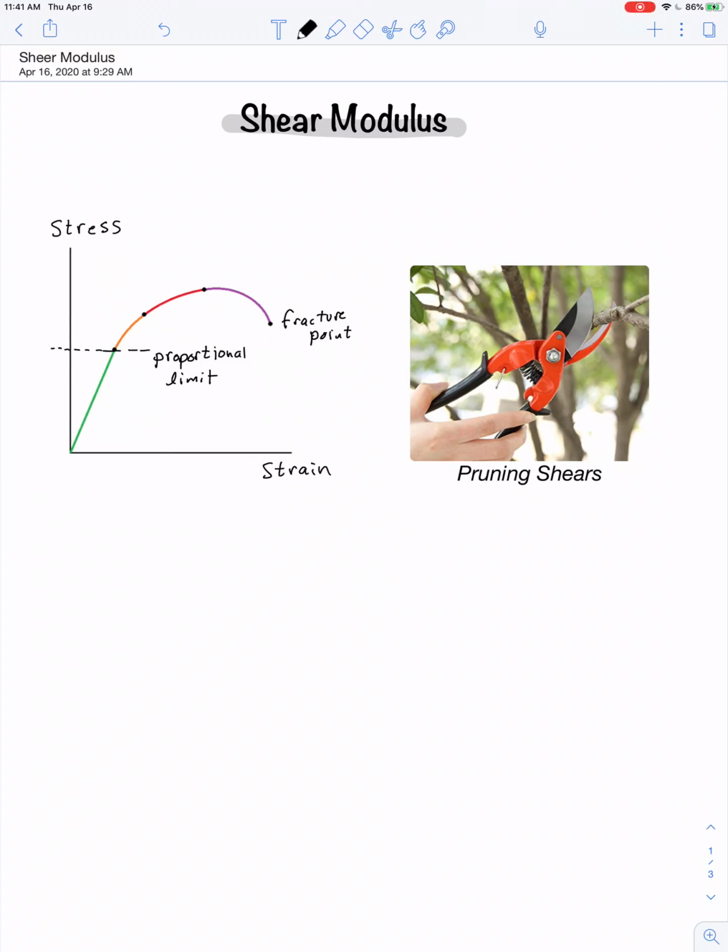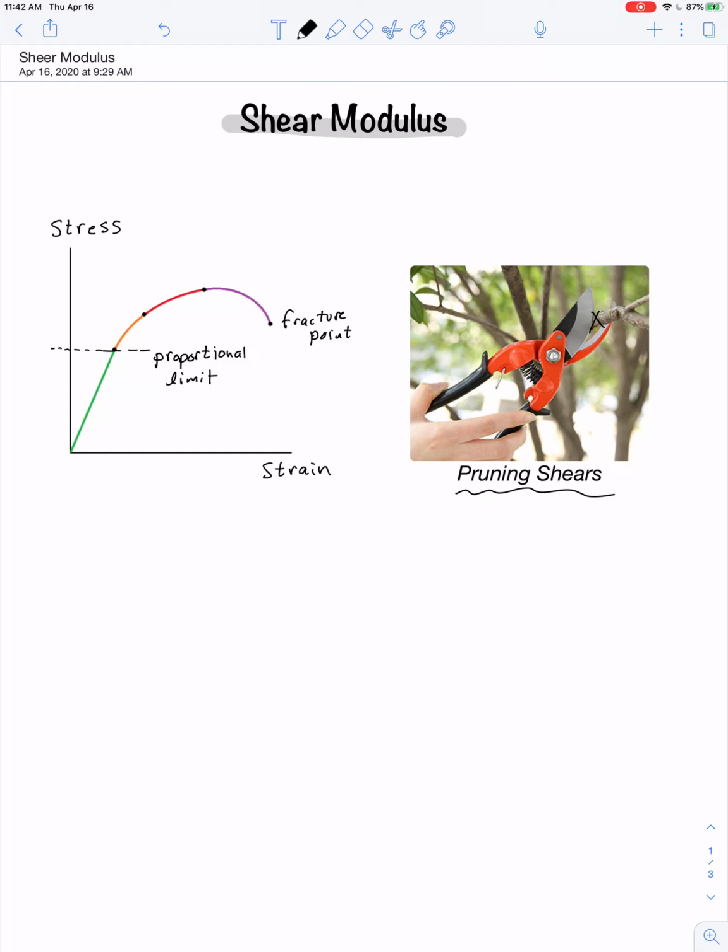So here's a little lesson on the physics of gardening. When you use your pruning shears, all you're trying to do is create stress in the form of a shear force, and you want the resulting strain to be so great that you reach the fracture point and end up cutting whatever you're trying to trim back or prune.